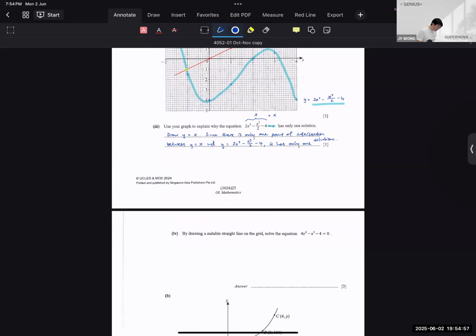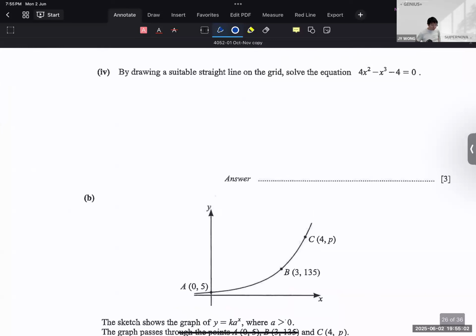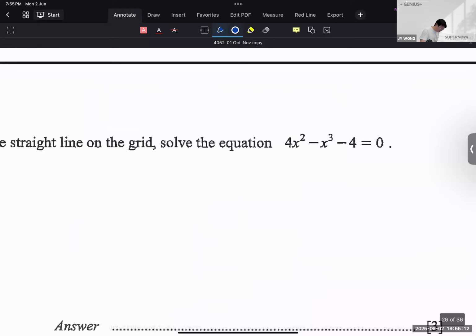Let's move on. By drawing a suitable straight line, solve the equation 2x squared minus x cubed over 2 minus 4 equals to 0. This is where it gets hard. Actually, what do I need to do? So we take note what is our y first. So because the graph is always against y. So y equals to 2x squared minus x cubed over 2 minus 4. That is our original y, right? We write it down here so that we can see.